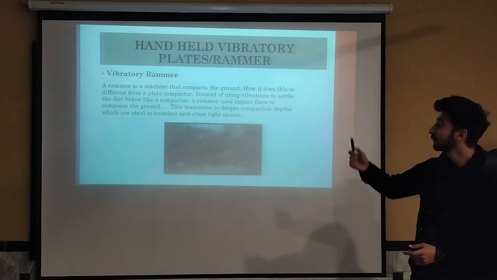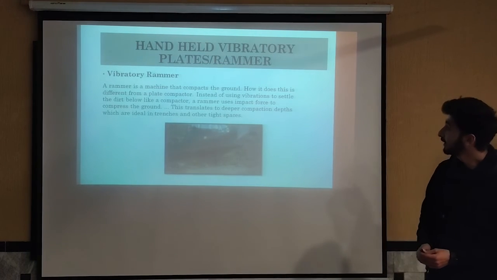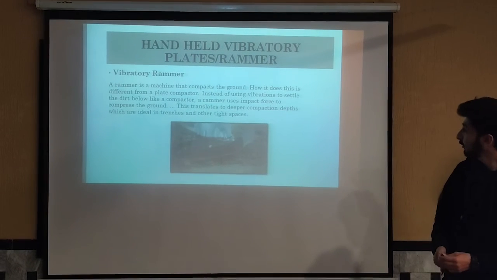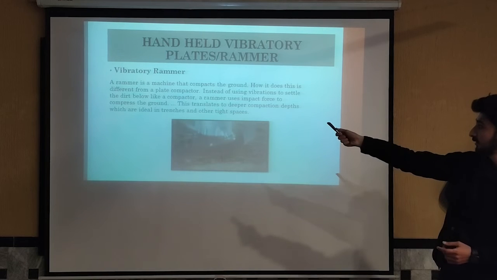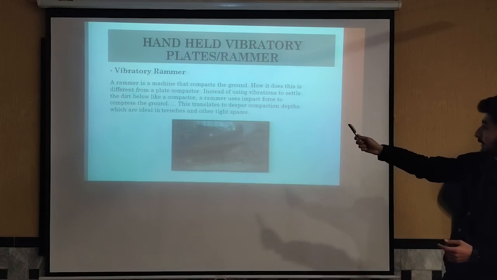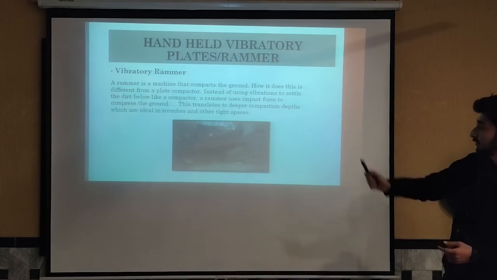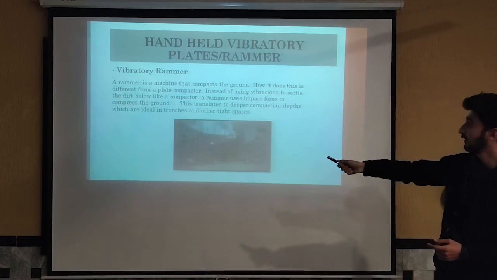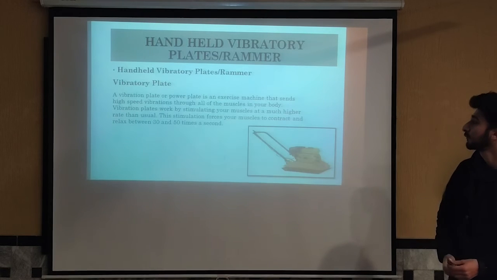Next one is vibratory rammer. A rammer is a machine that compacts the ground. How it does this is different from the plate compactor. Instead of using vibrations to settle the dirt below the compactor, a rammer uses impact force to compress the ground. This translates to deeper compaction depths, which are ideal in trenches and other tight spaces.